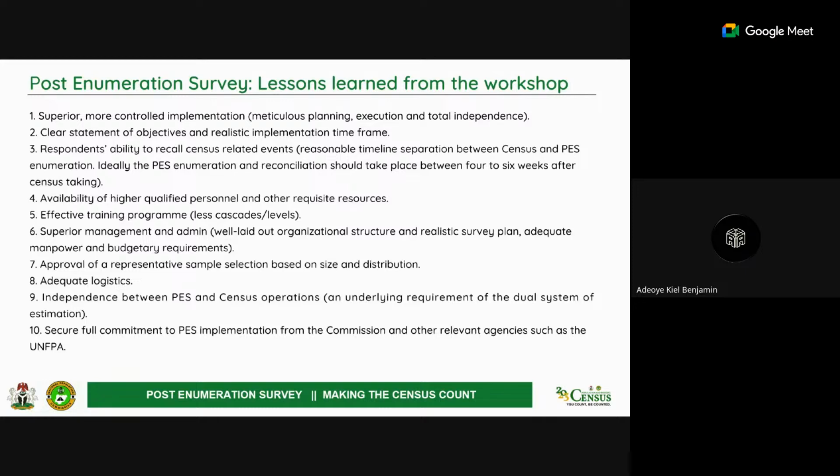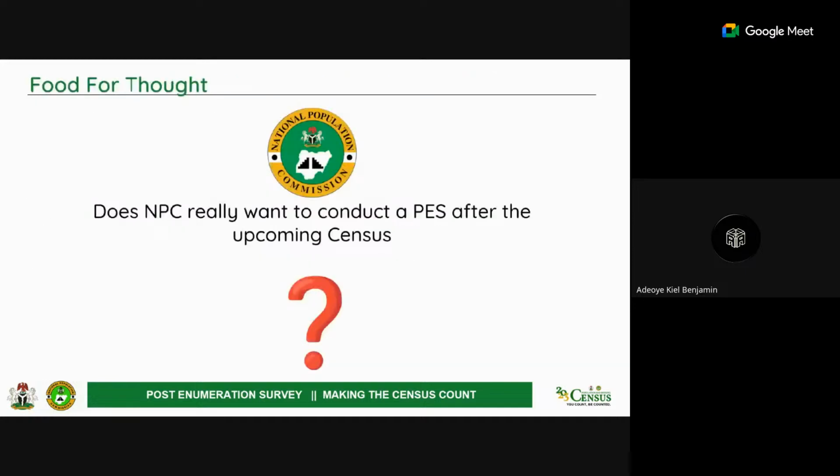Then careful commitment of PS implementation from the Commission and other relevant agencies such as the UNFPA and other agencies that will support stakeholders and people that will support us. So we're coming to the end of the debate. So important.